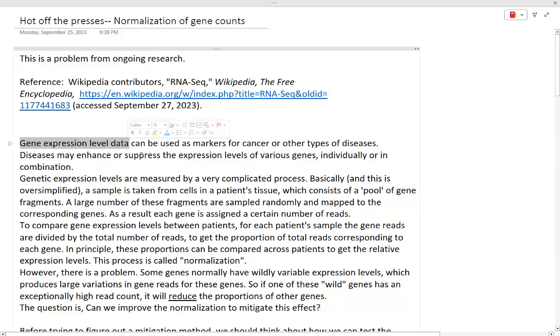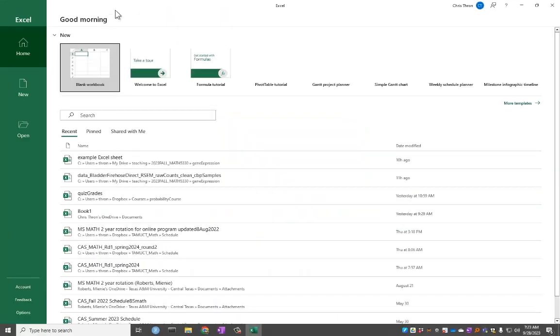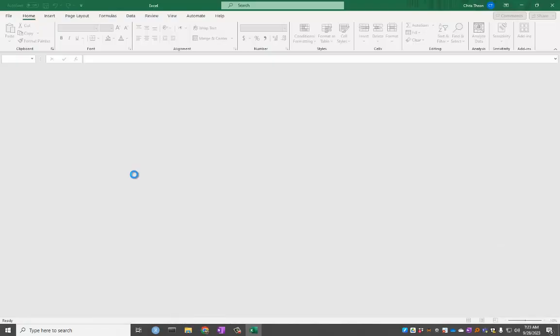I can show you some gene expression level data here to give you an idea what's going on. And I have it here. This may take a minute to open up. It's a rather large file.